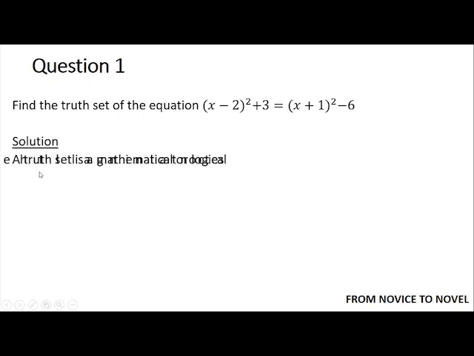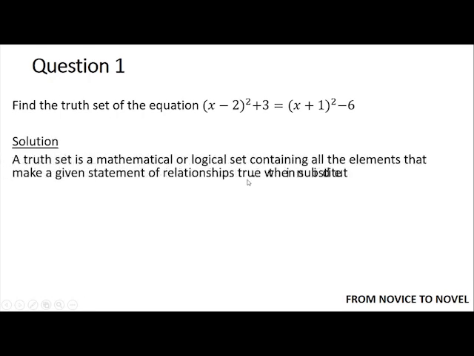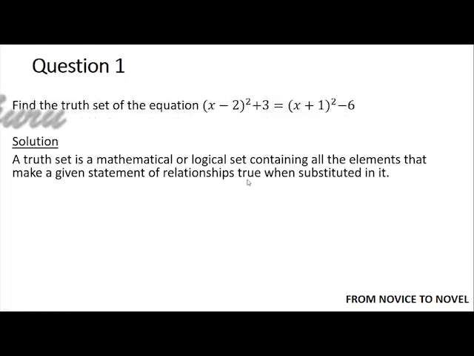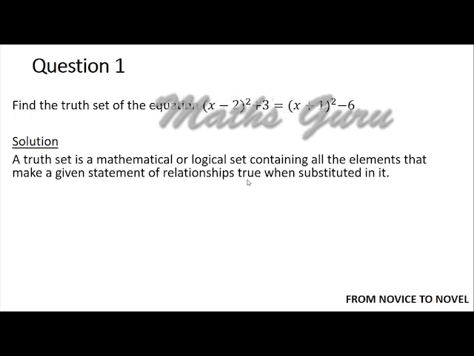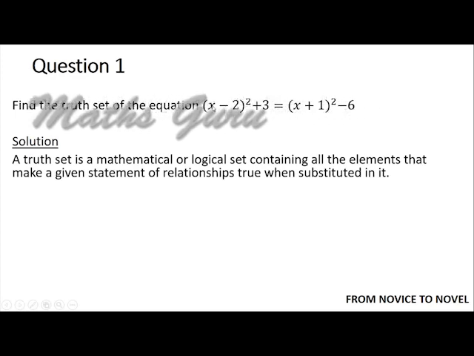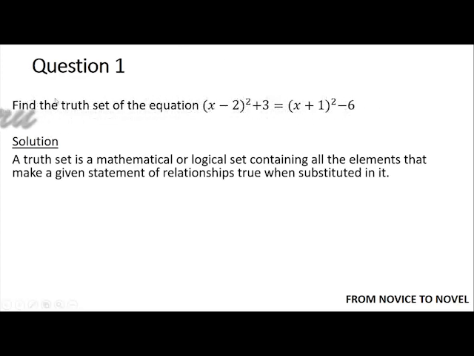Truth set is a mathematical or logical set containing all the elements that make a given statement of relationships true when substituted in it. Now, what that means is that we have to find all values of x such that when you substitute those values into this equation, it will make this expression true. That's what they call truth set. And as we progress, you will learn what differentiates a set from an ordinary number.